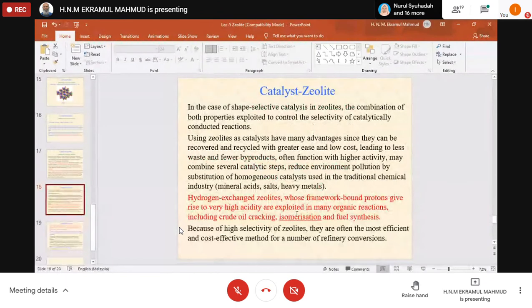We're discussing here, right? So hydrogen exchanged zeolites, whose framework-bound protons give rise to very high acidity, are exploited in many organic reactions, including crude oil cracking, isomerization, and fuel synthesis. Because of the high selectivity of zeolites, they are often the most efficient and cost-effective method for a number of refinery conversions. In the refinery, we need to crack into smaller hydrocarbons.